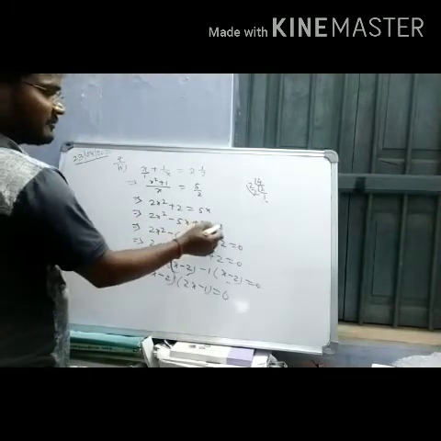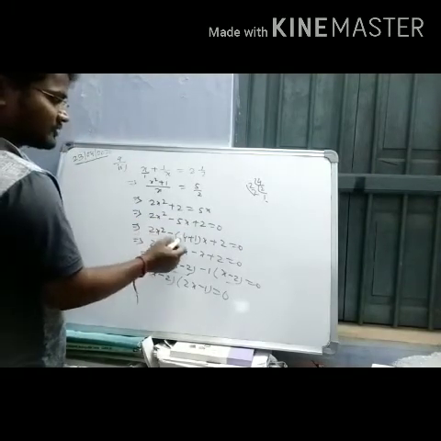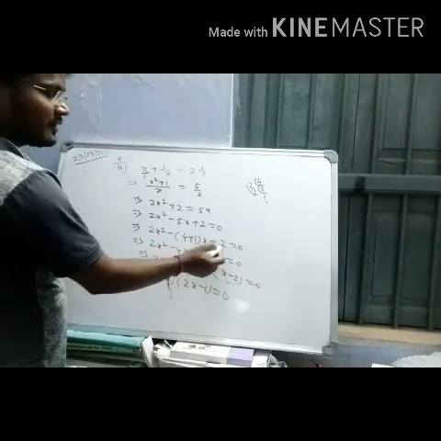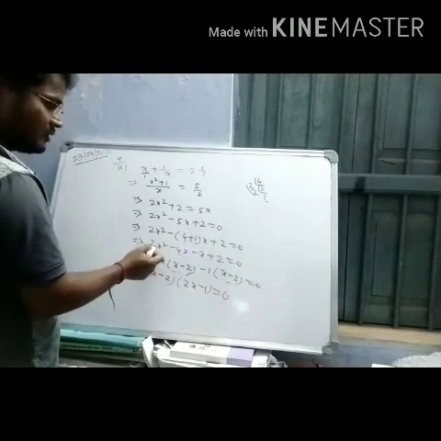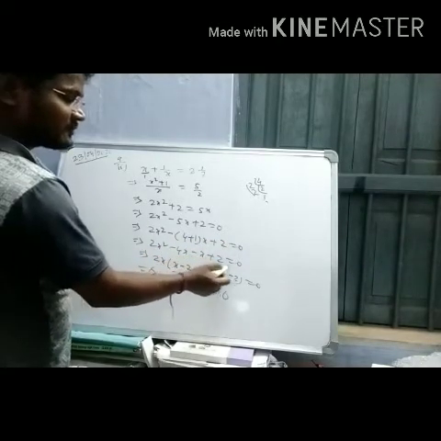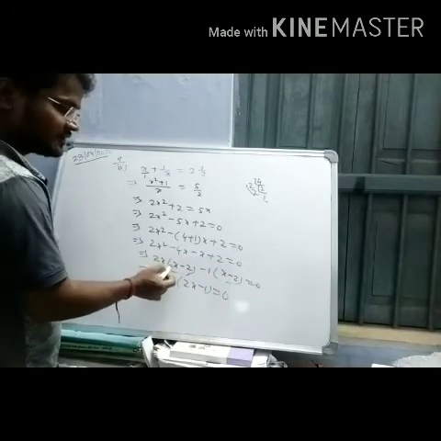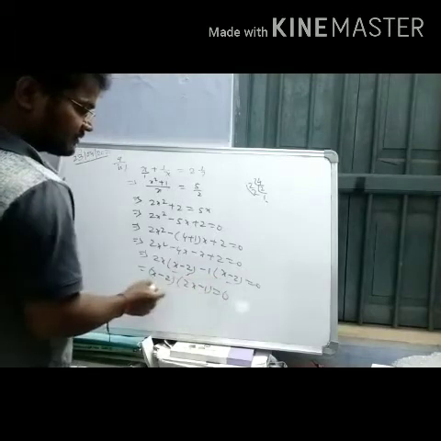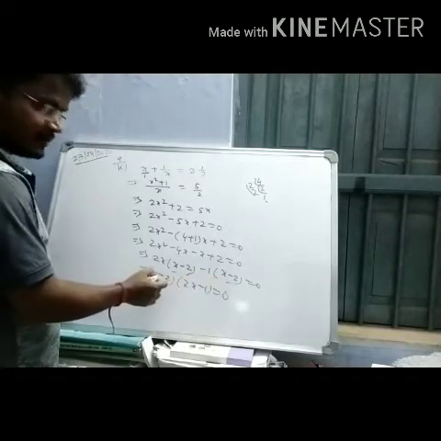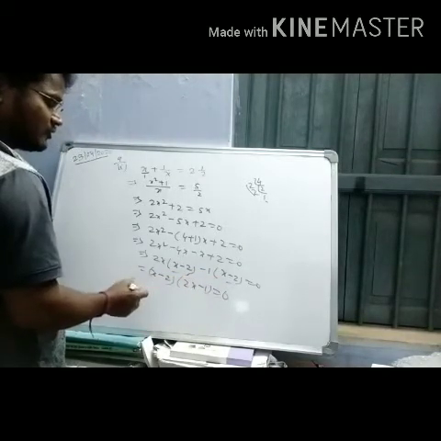2x² − 5x + 2 = 0. Split the middle term: 2x² − 4x − x + 2 = 0. Take the common factor 2x from the first two terms: 2x(x − 2) − 1(x − 2). Since (x − 2) is common, it becomes (x − 2)(2x − 1) = 0.